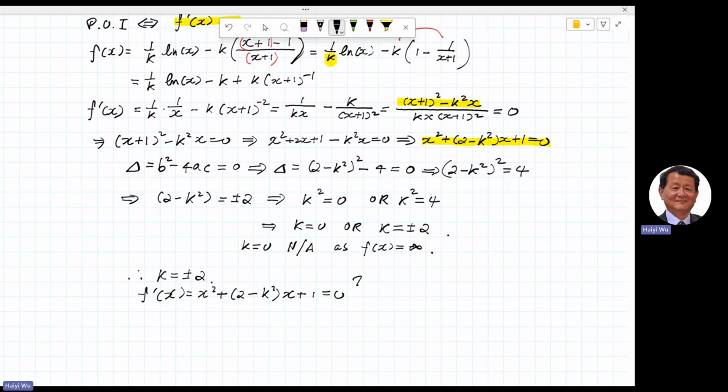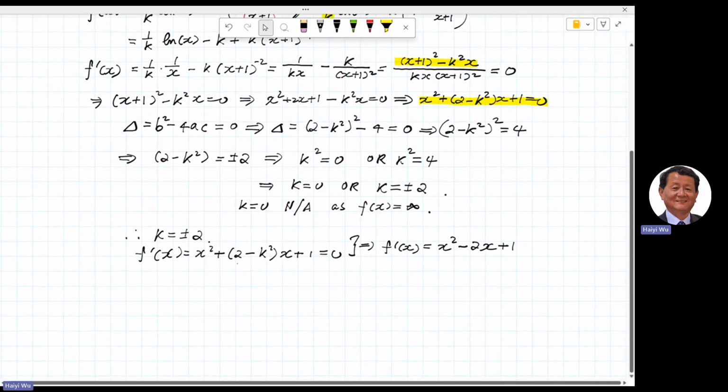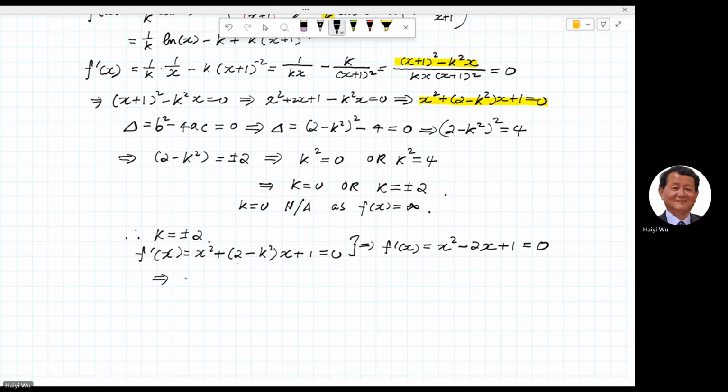All right, so we substitute. Eventually my derivative f'(x) will be x squared minus 2 minus 4, which is negative 2, x plus 1. Now for the stationary point, we set it equal to 0. We're solving: this is (x minus 1) squared equals 0. So x must equal 1.